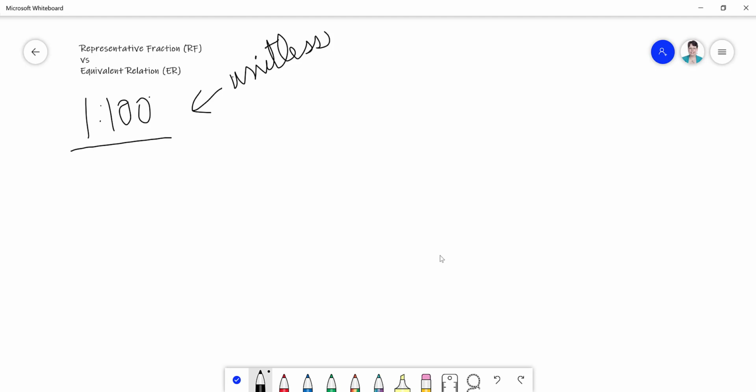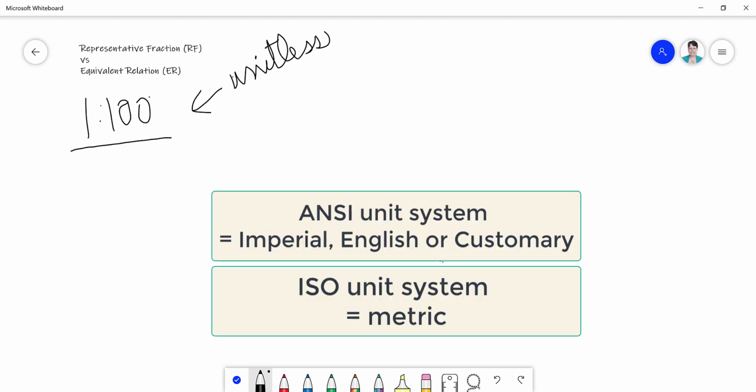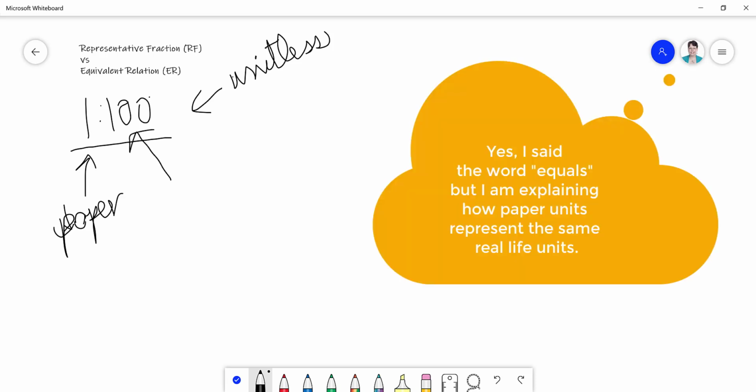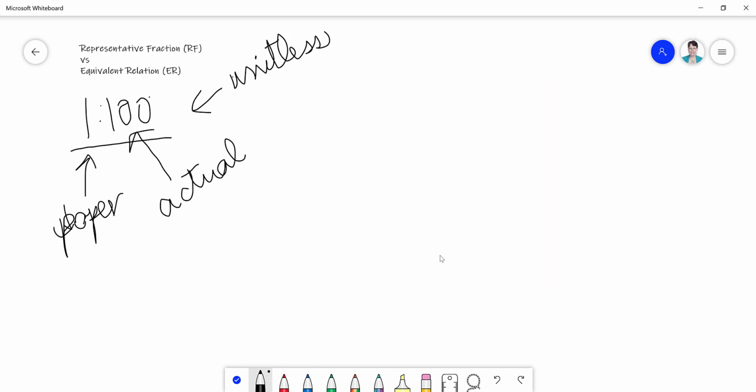So what would this be as an equivalent relation? Well, let's just say that it's inches. We're working, let's pretend, in an ANSI system. So if it's 1 inch on the drawing, we'll call that paper, equals 100 inches in real life, well, then we could say 1 inch equals 100 divided by 12 feet.